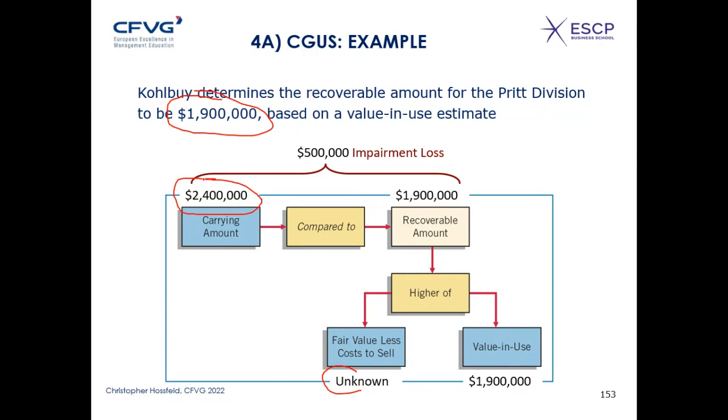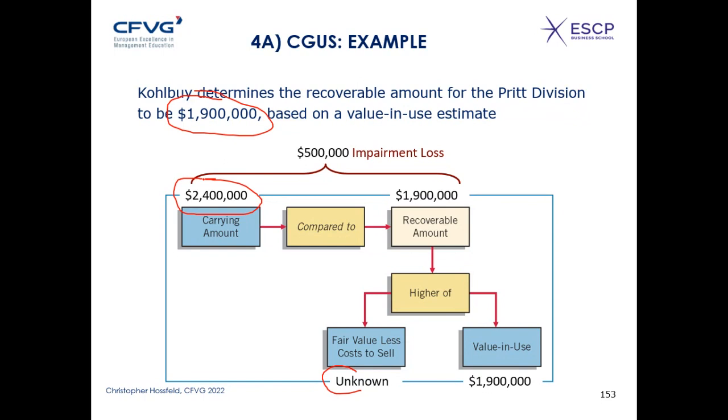Okay, so we see a methodology, it's the same if I do an impairment test for an individual asset or for a cash generating unit. Obviously, for a cash generating unit, it's a little bit more complex to calculate the value in use, for example.